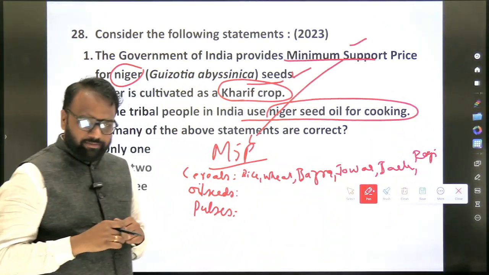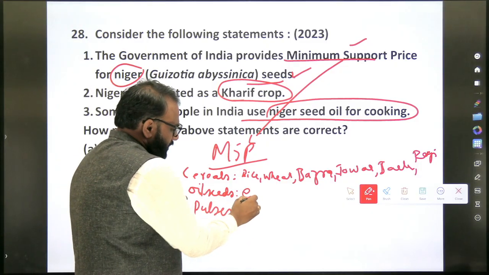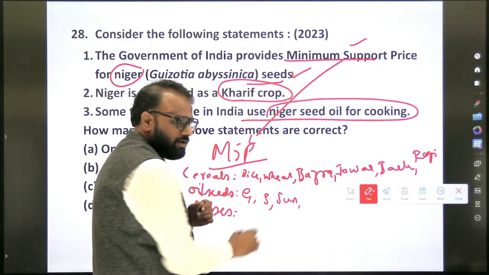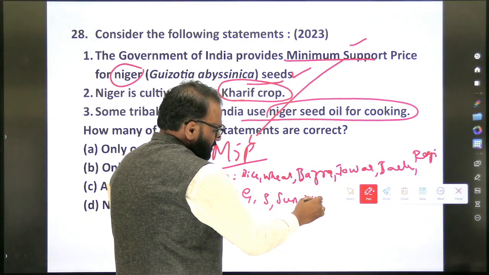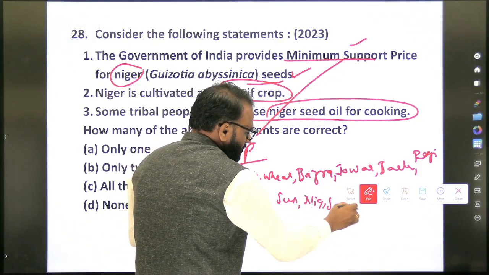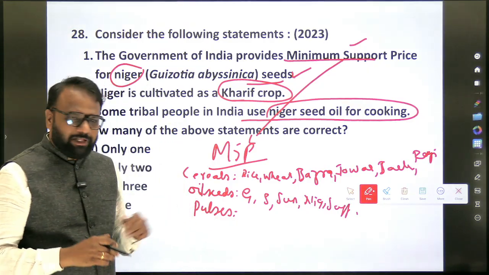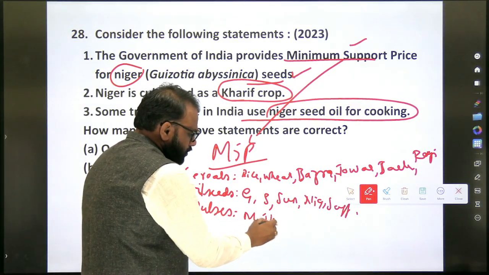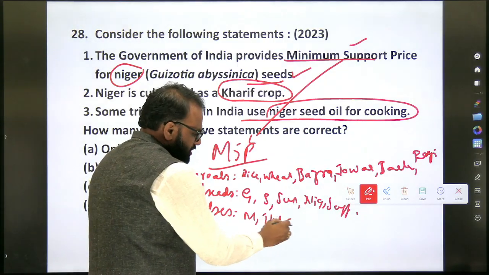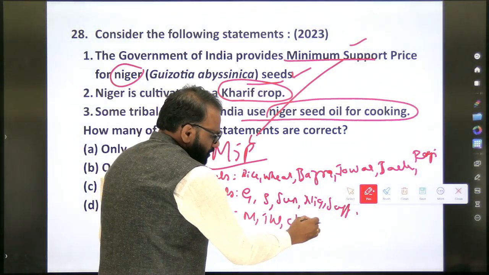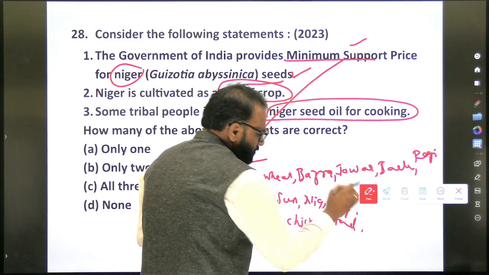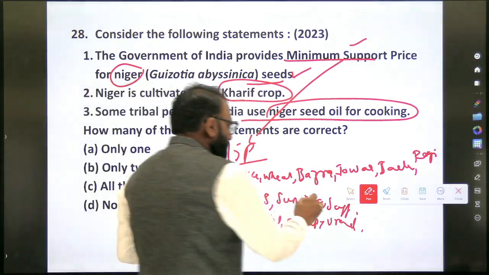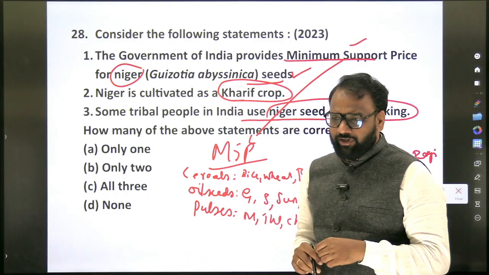Next, oil seeds: groundnut, soybean, sunflower, Niger seed, safflower. Next, pulses: moong, tur, chickpea, urad. So this entire list you write here. Now you get to know that Niger seed is part of it.